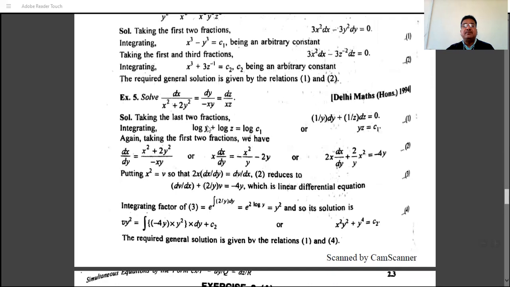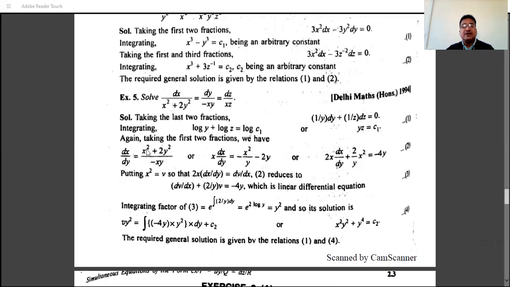Similarly, the next problem. Considering the first two factors, we have this answer: log y plus log z is equal to log c1, yz is equal to c1, the first answer. And by considering last two factors, that is second and third, and then considering first two factors, we have dx divided by dy is equal to x square plus 2y square divided by minus x into y.